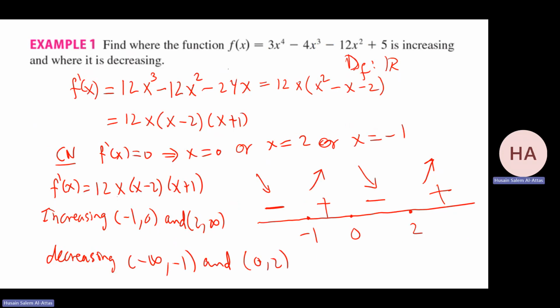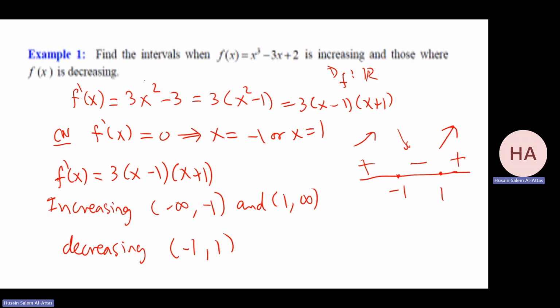The same thing here. I have a local maximum, local minimum here, and I have a local maximum here. I have a local minimum here. Decreasing, increasing means I have a local minimum. Increasing, decreasing, I have a local maximum, and so on. This one, the same thing. I have a local maximum here. I have a local minimum here.